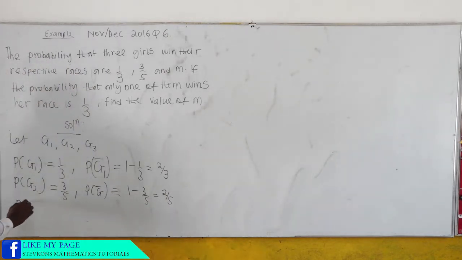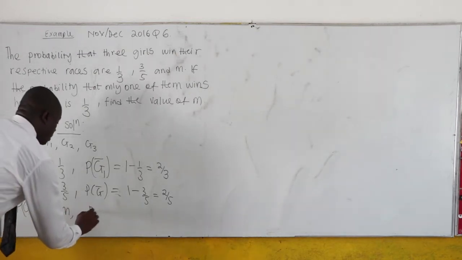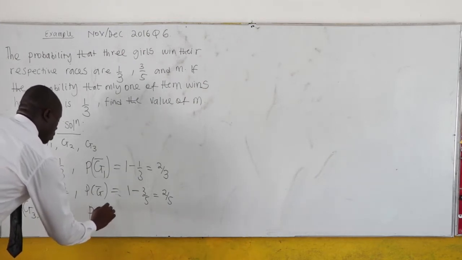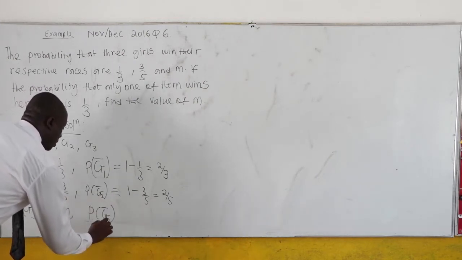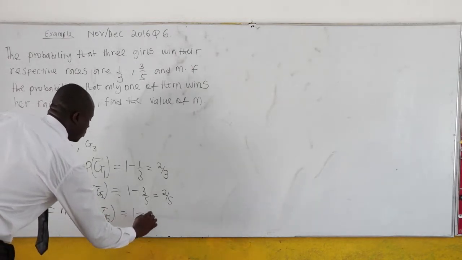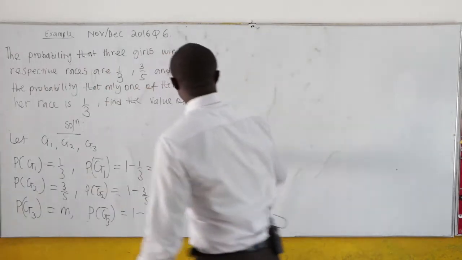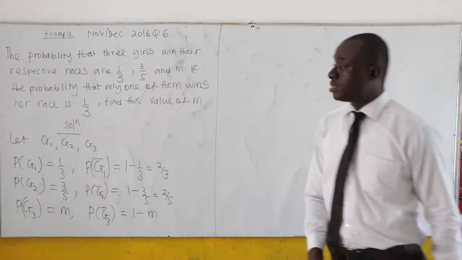Now, we are also given the probability that the third girl wins her race is m. Hence, the probability that the third girl will not win her race, that will be 1 minus the probability that she wins the race, which is m. So we have 1 minus m. Now, what are we given?